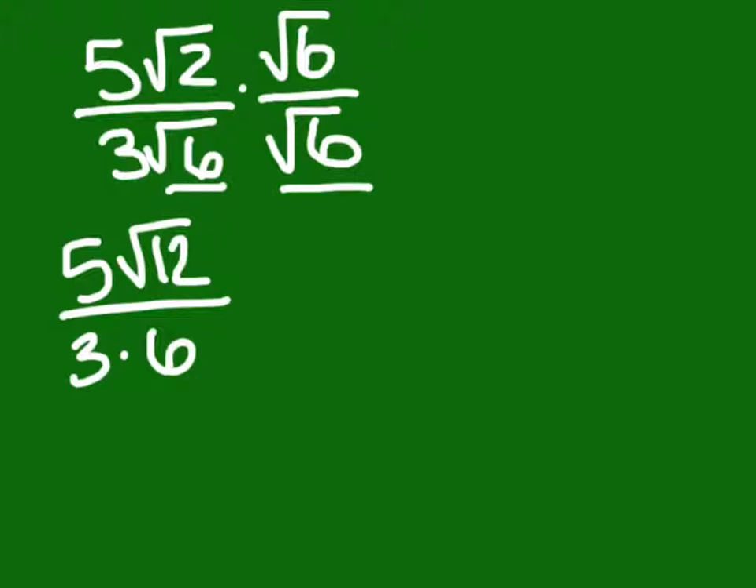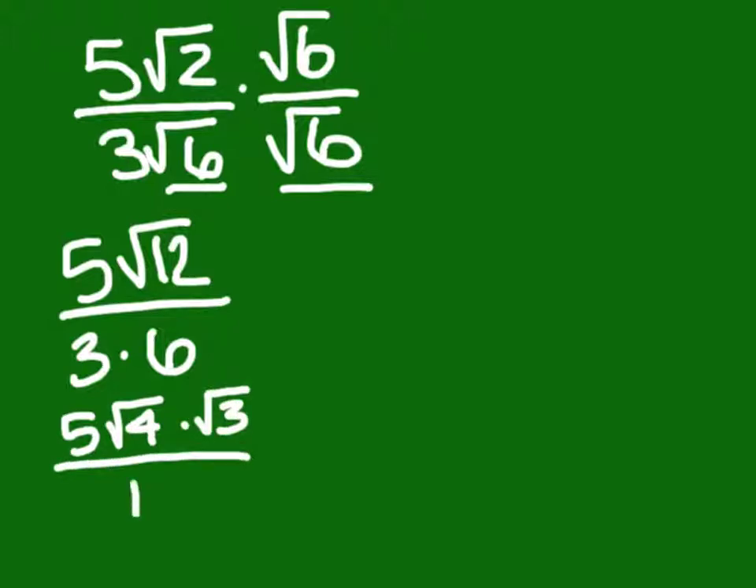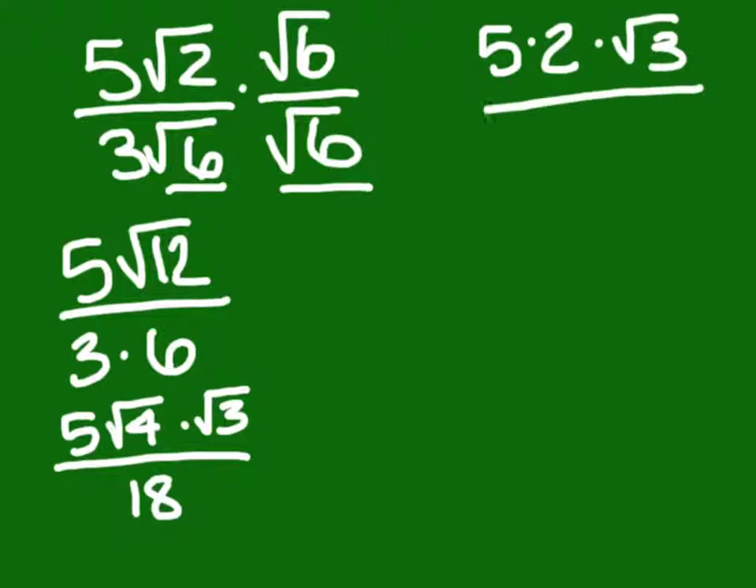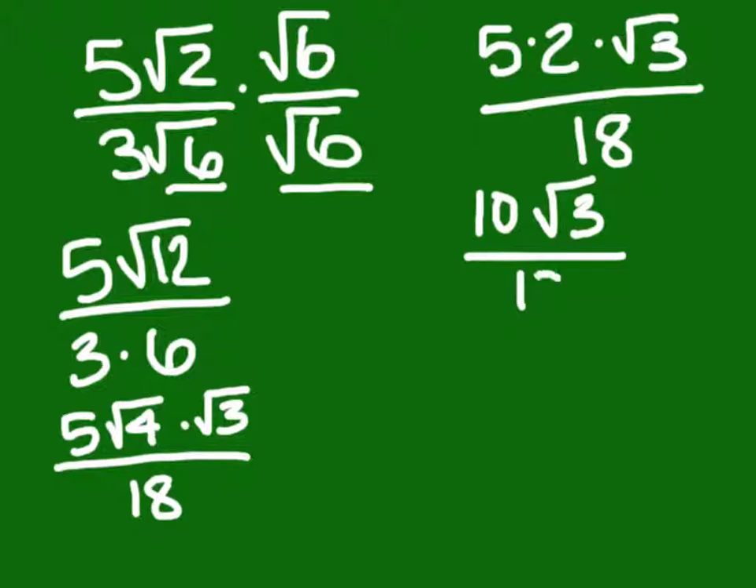So now we continue to simplify. The square root of 12 breaks into 4 times the square root of 3. All over 3 times 6 is 18. So the square root of 4 is 2. So we have 5 times 2 times the square root of 3 all over 18. 5 times 2 is 10. Keep the square root of 3 all over 18.